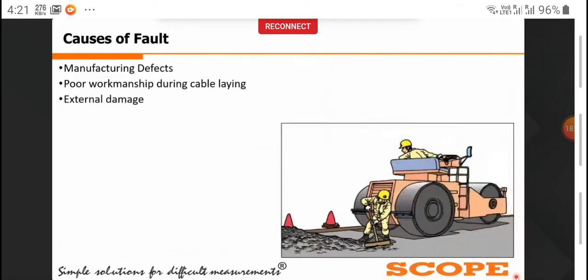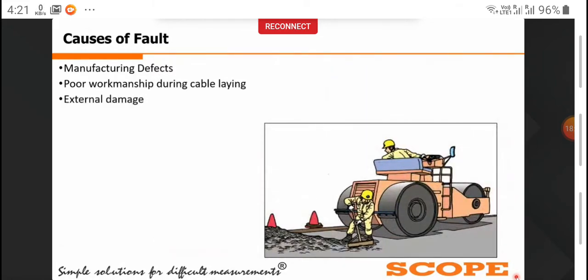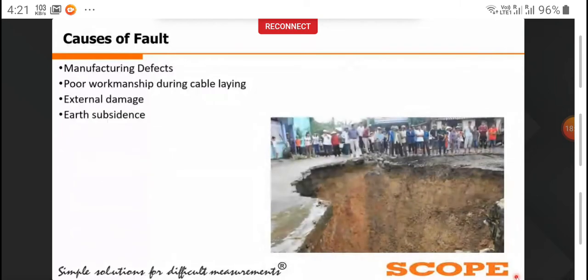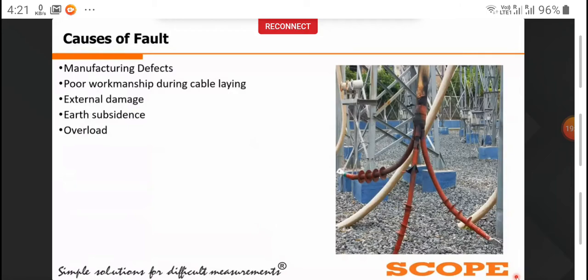Okay, after that, the third one is external damage due to road construction and infrastructure development. The cable might get damaged mechanically. The next one is earth subsidence or landsliding. Due to this, the cable gets damaged. Next one is overloading events or overcurrent events. The insulation of the cable burns at the weak points, joints, and terminations. Here you can see in the picture that the termination got burned due to overloading.